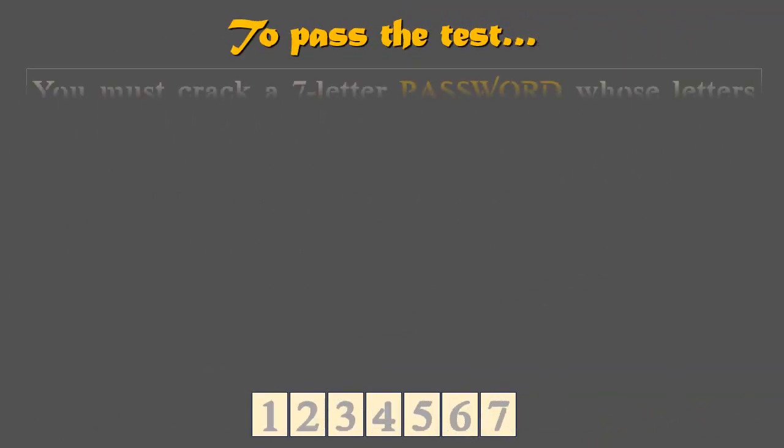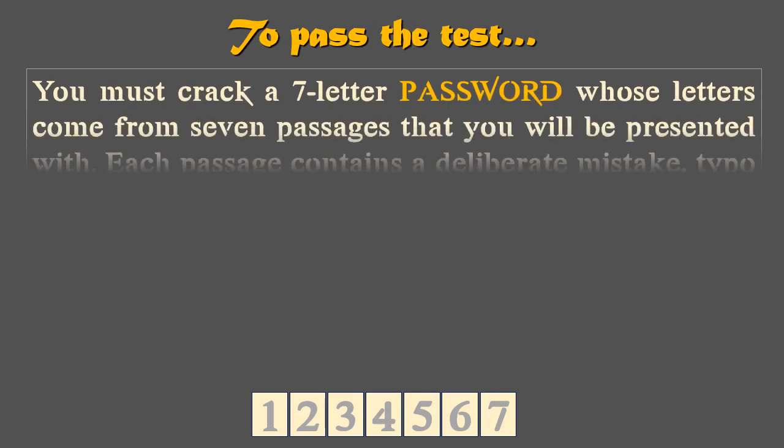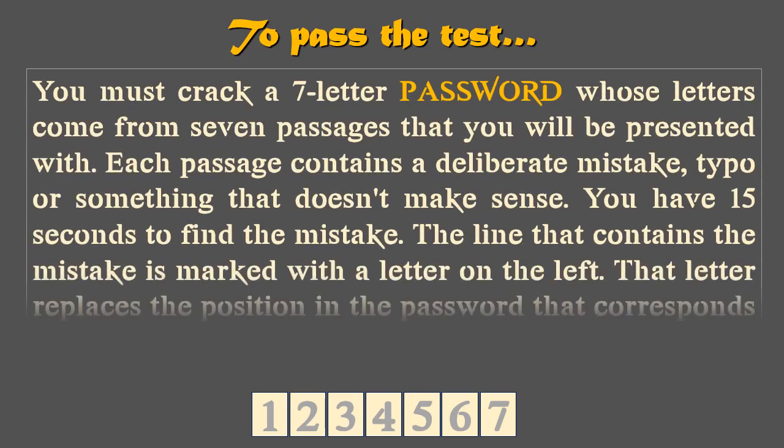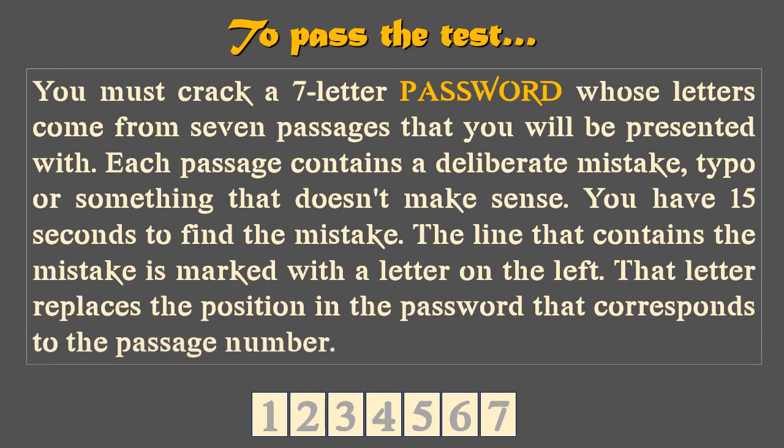To pass the test, you must crack a 7-letter password whose letters come from 7 passages that you will be presented with. Each passage contains a deliberate mistake, typo, or something that doesn't make sense. You have 15 seconds to find the mistake. The line that contains the mistake is marked with a letter on the left. That letter replaces the position in the password that corresponds to the passage number.